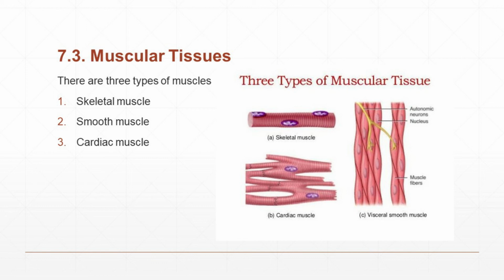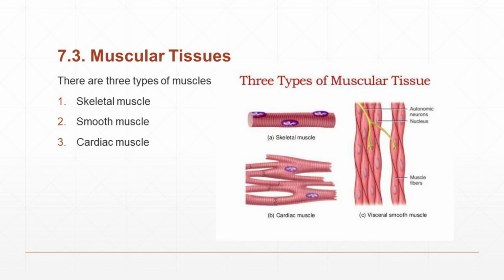Second one is smooth muscle. The other name is non-striated muscle. These muscles are spindle shaped with broad middle part and tapering ends. They are not under the control of our will and so are called involuntary muscles.